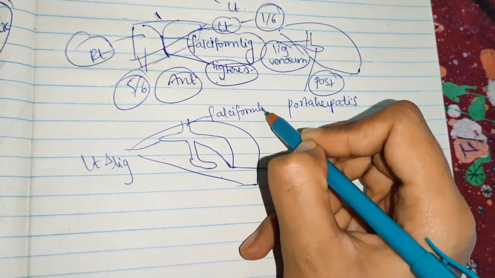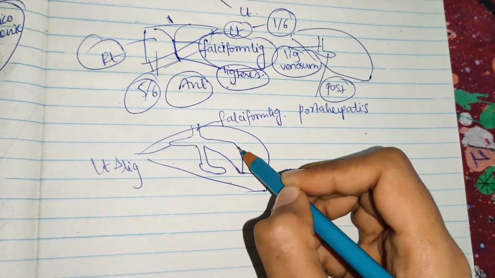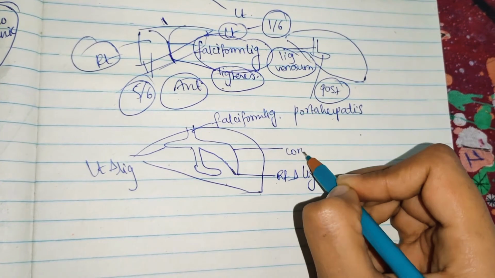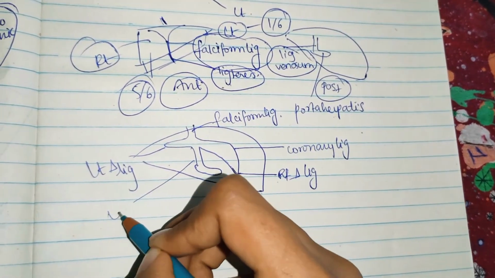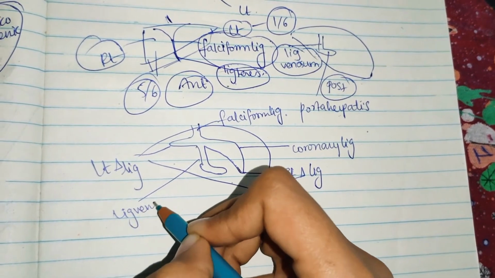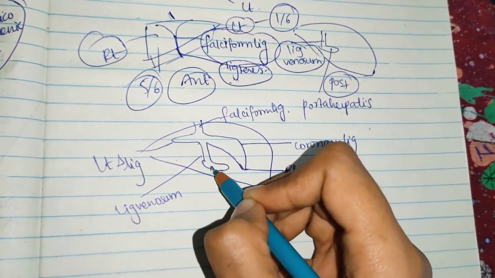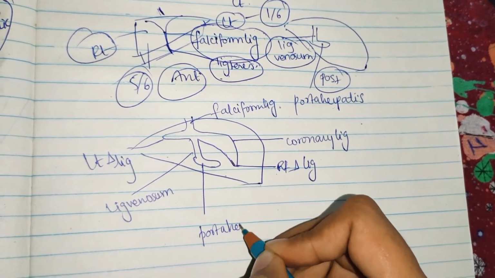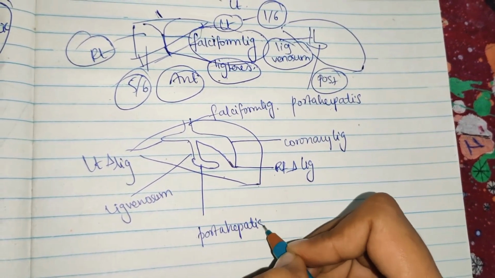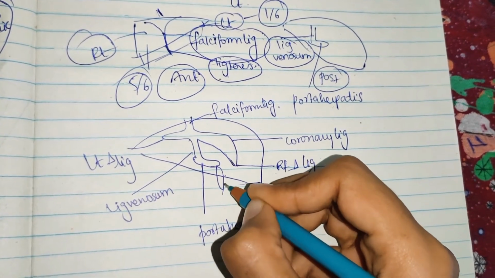Okay, and this will be the coronary ligament, and this is the ligamentum venosum. I think everyone knows this already, we have discussed it in previous topics also. This is porta hepatis. Okay, and here you will have the gallbladder.